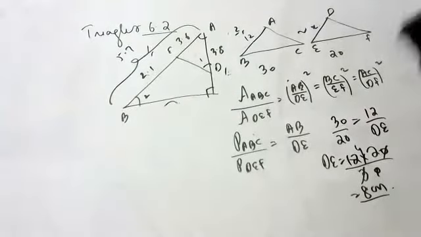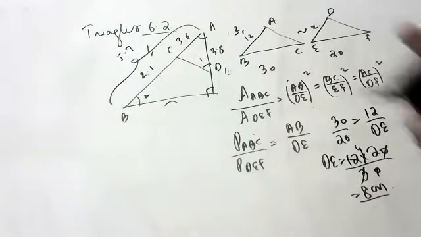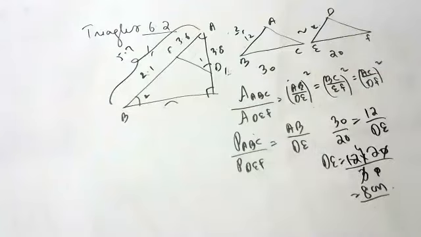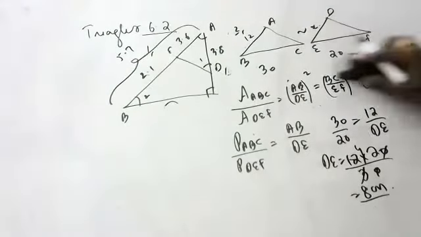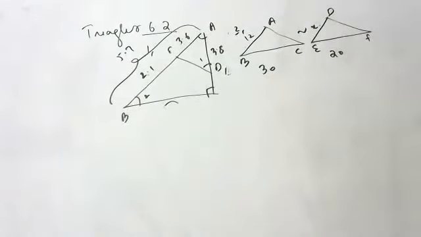Perimeters are in the ratio of their corresponding sides. Areas are in the ratio of squares of their corresponding sides. What is the condition? They should be similar triangles. Only if they are similar triangles can we apply this condition. If not, we can't apply this condition, children.